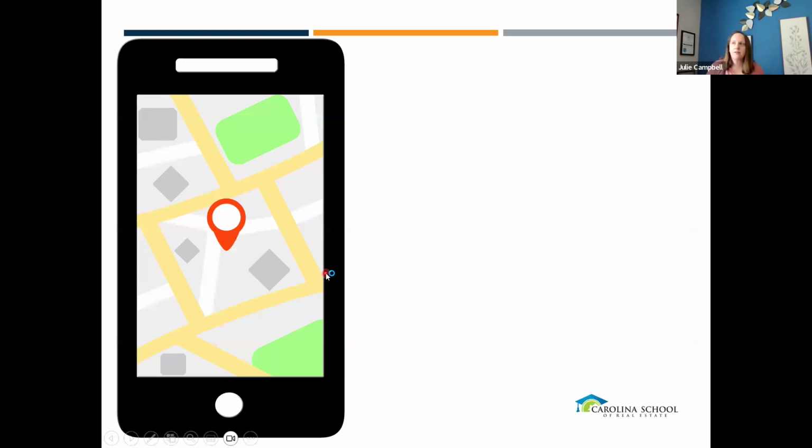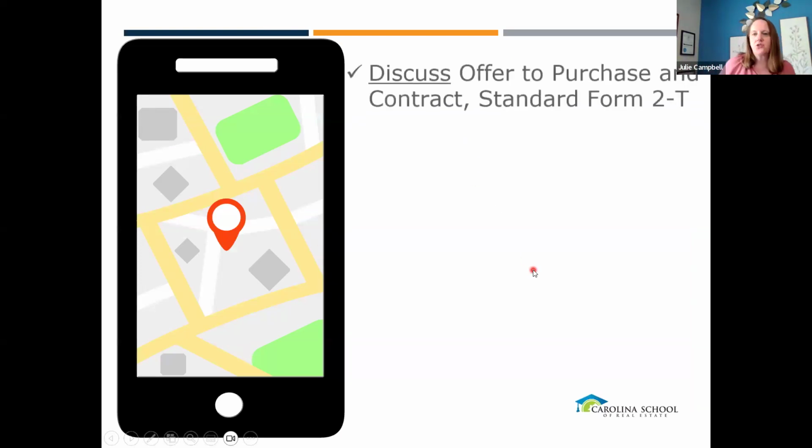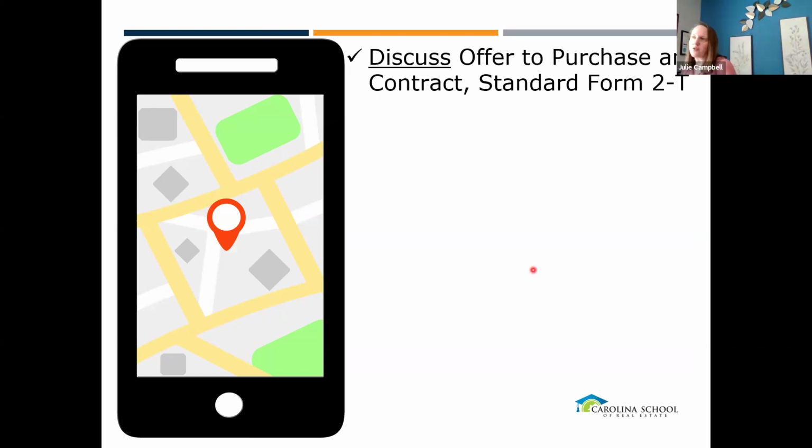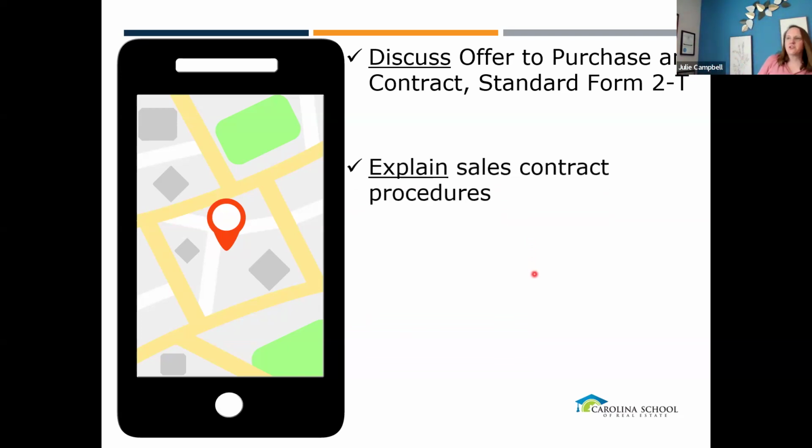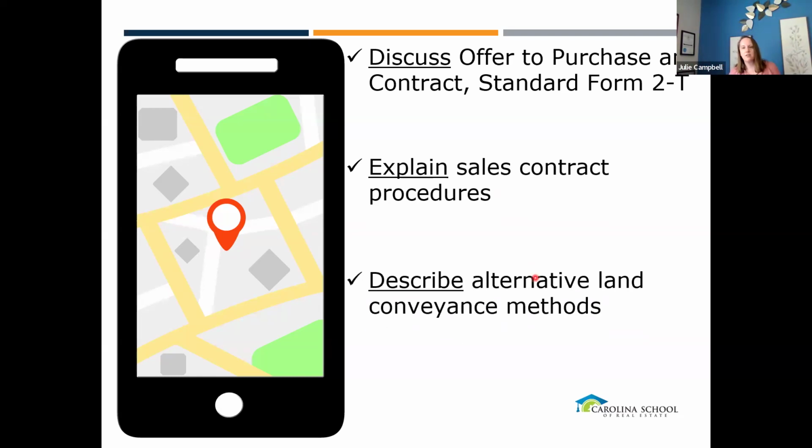So our guide for Unit 10, I'll tell you right now, the star of Unit 10 is our offer to purchase and contract, our standard Form 2T. Again, this is not the only one we're allowed to use. We will talk about that. This is the one that's used the most often. No, you don't have to know 2T, but we do need to know that we're looking at the standard offer to purchase and contract. As mentioned, we're going to explain those sales contract procedures. So what are the license law and commission rules for us submitting the offer, dealing with the contract? We'll get into that.